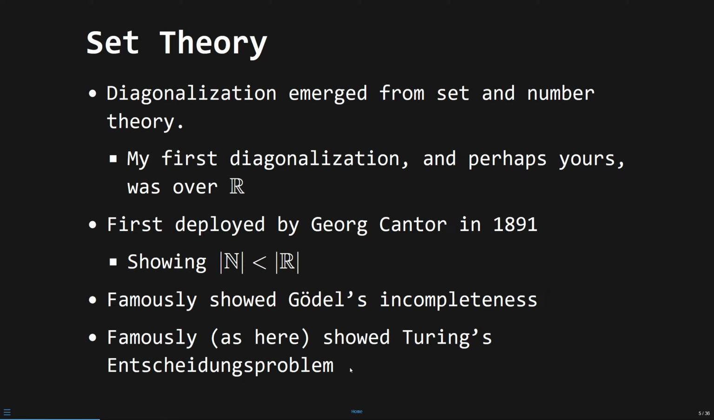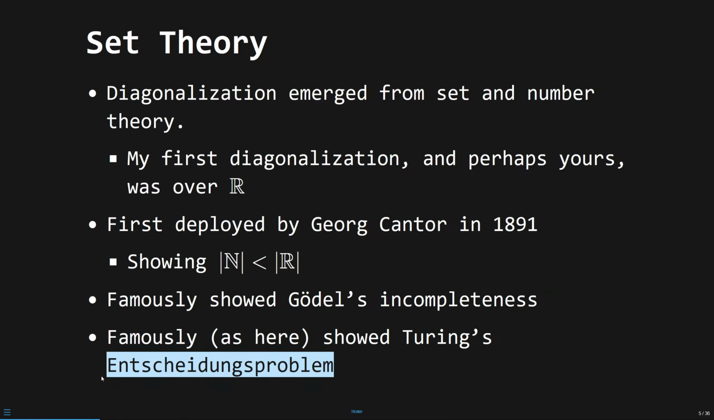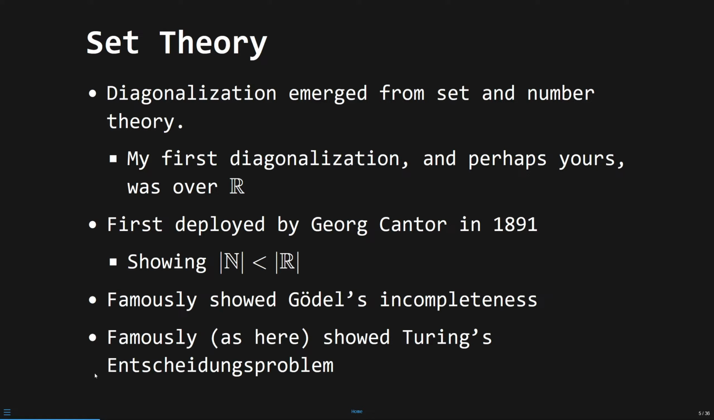Entscheidungsproblem. This is, I guess, German. And in English, we often call those decision problems. Why do we call them decision problems? Well, a Turing machine either accepts or rejects some input. We can argue that that is deciding yes or no, or returning true or false, right? So a Turing machine decides something.